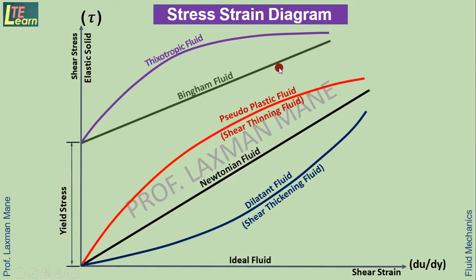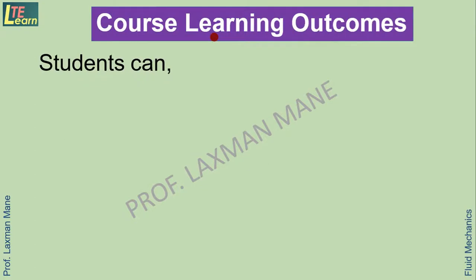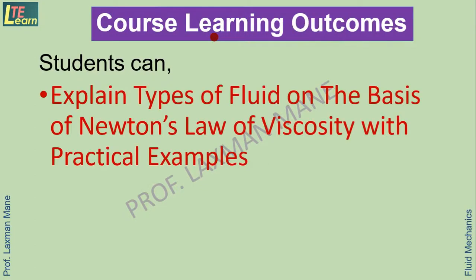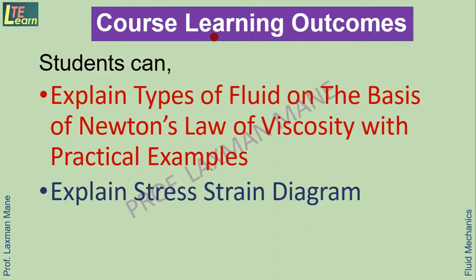Here we see the complete stress strain diagram, which shows all the types of fluid that we discussed: Newtonian and non-Newtonian fluid, in which these two are pseudoplastic and dilatant. Here this is Bingham fluid and thixotropic fluid. So at the end of this session, you can explain types of fluid on the basis of Newton's law of viscosity with practical examples, and you can explain the stress strain diagram.